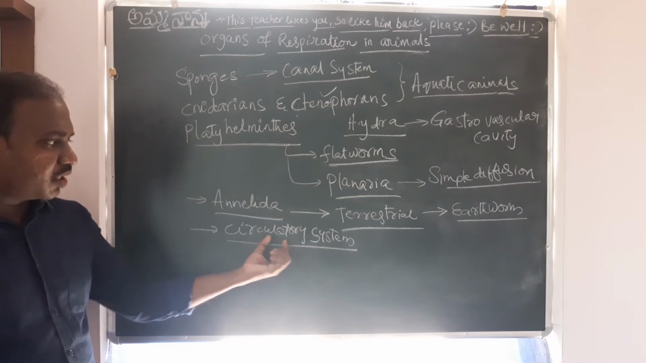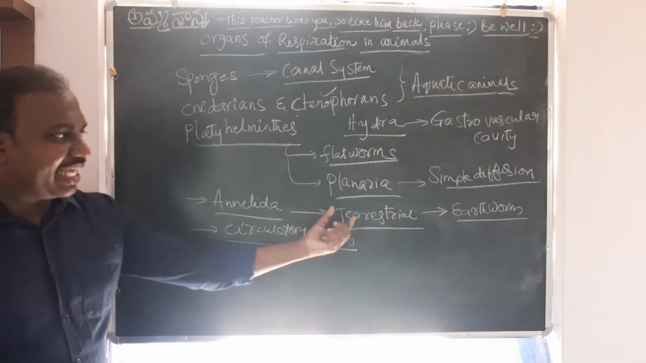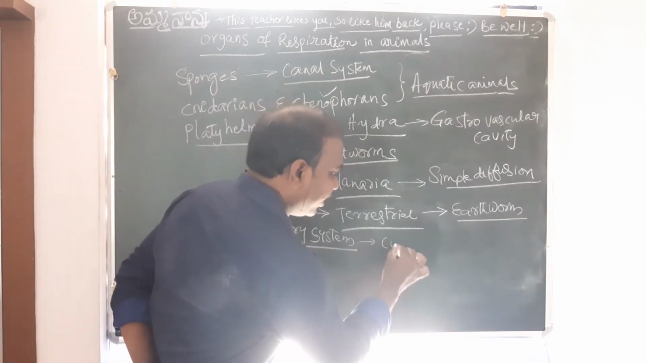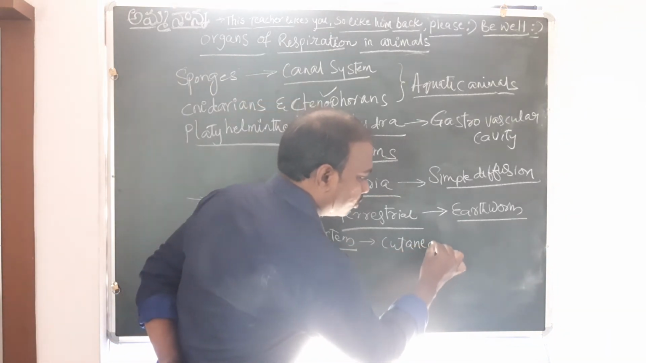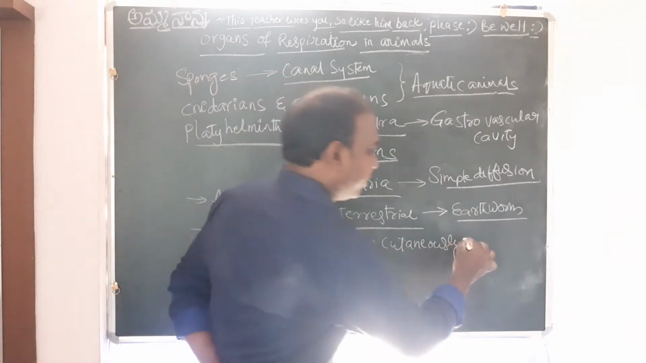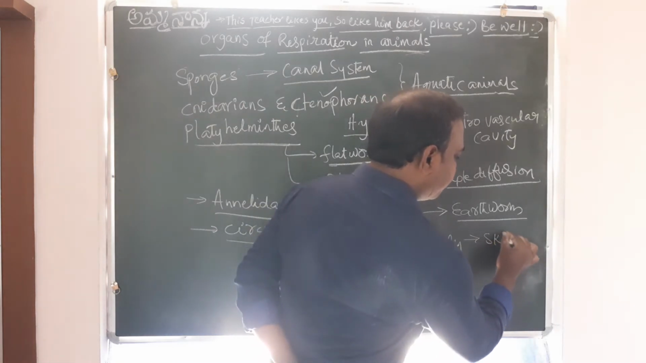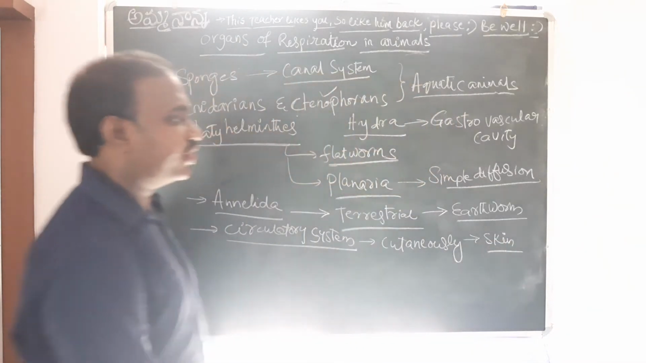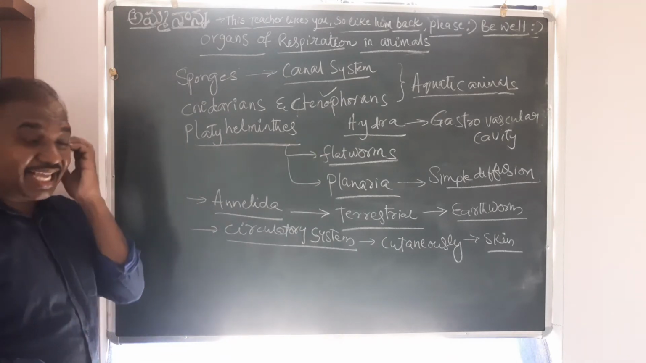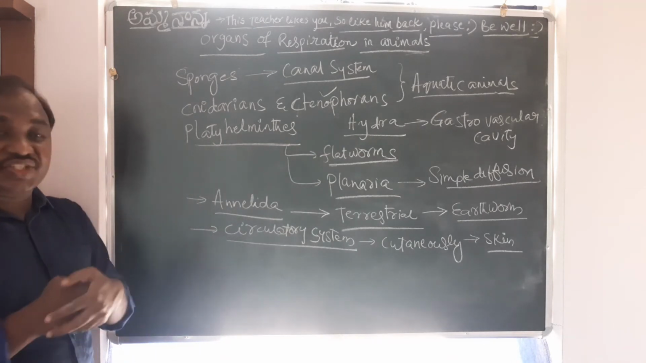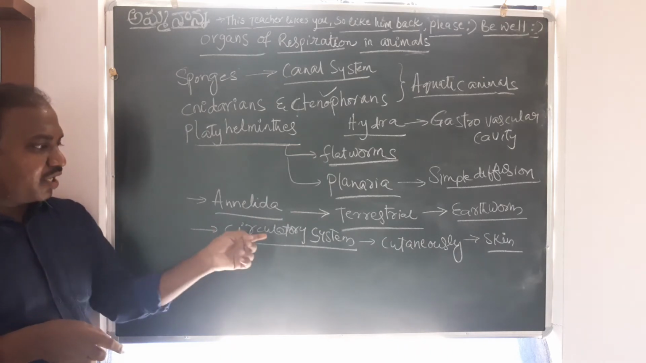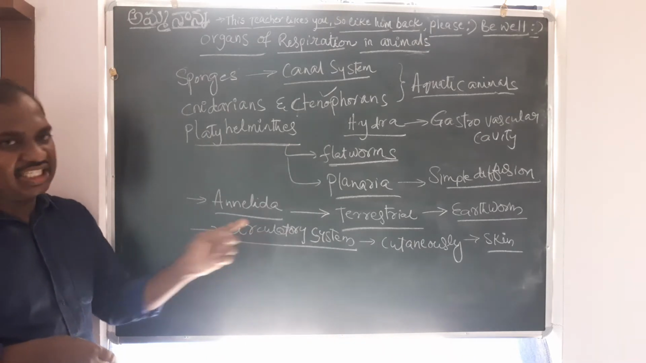In the earthworm, the exchange is happening cutaneously, that means through the skin. The skin is doubling its action here: one, it is protecting, and as well it is exchanging the gases. How is that made possible? Because we have an elaborately developed circulatory system here.